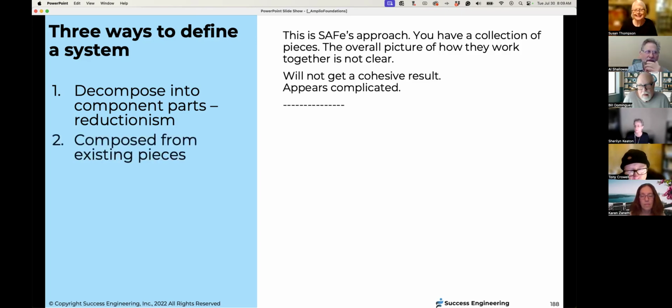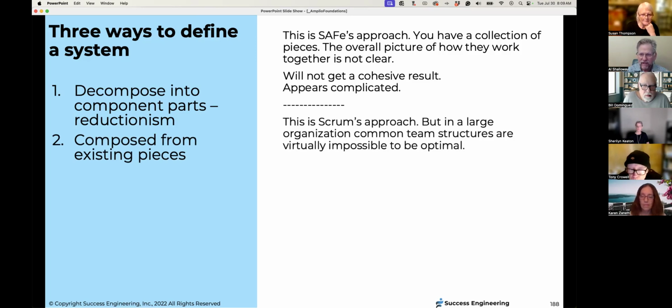Now, there's another way to go, compose from existing pieces. Ironically, Dean Leffingwell seems to be playing both sides sometimes because he says you can't get agile at scale unless you've got agile teams. So what if you start with agile teams? He kind of had this idea, you get the teams and then you put them all together, but then he has different ideas and components.